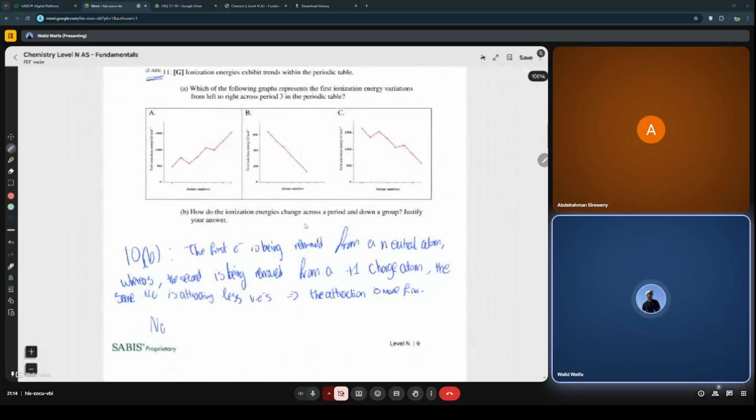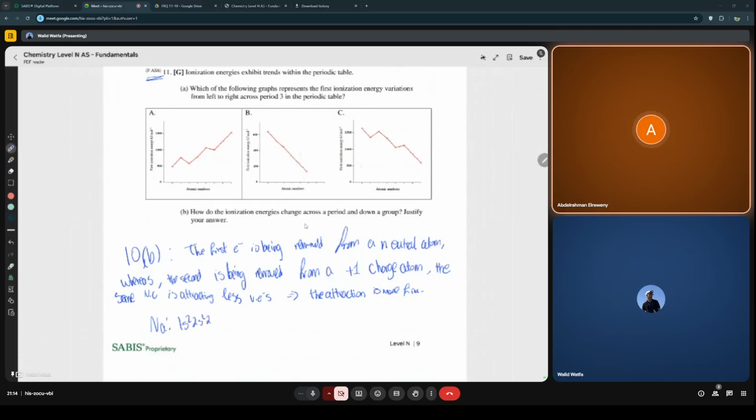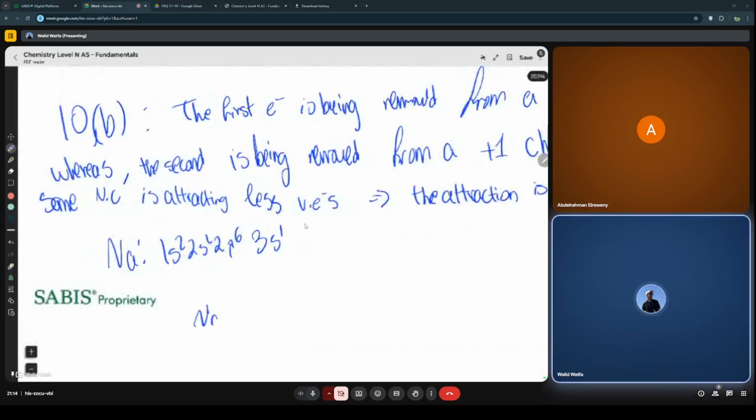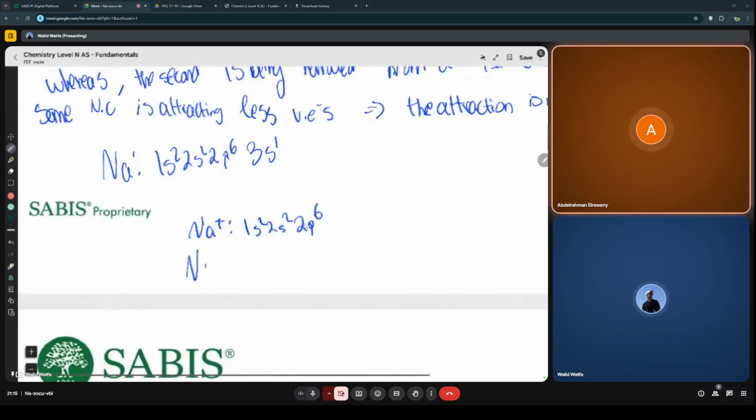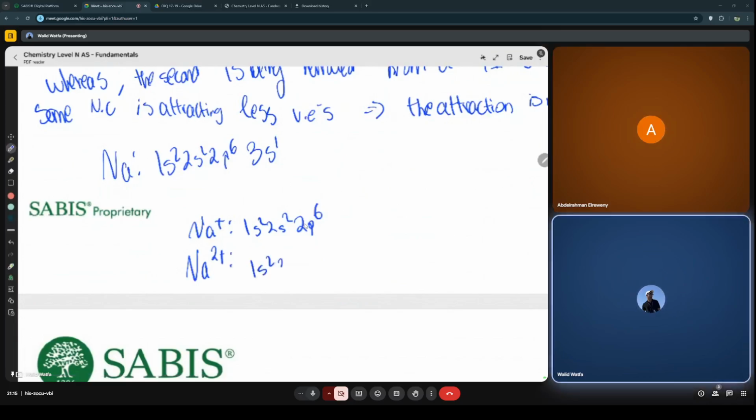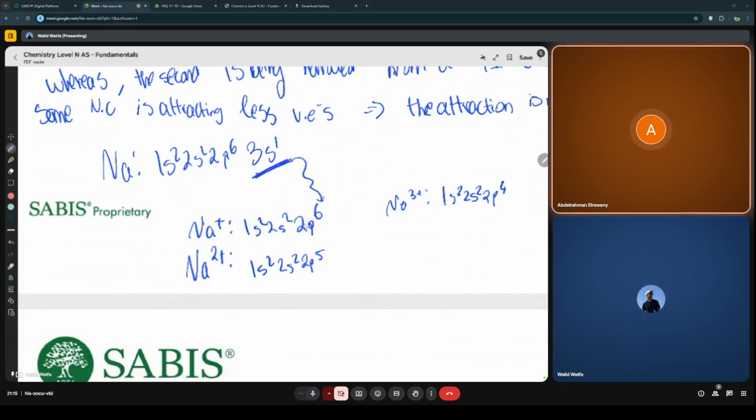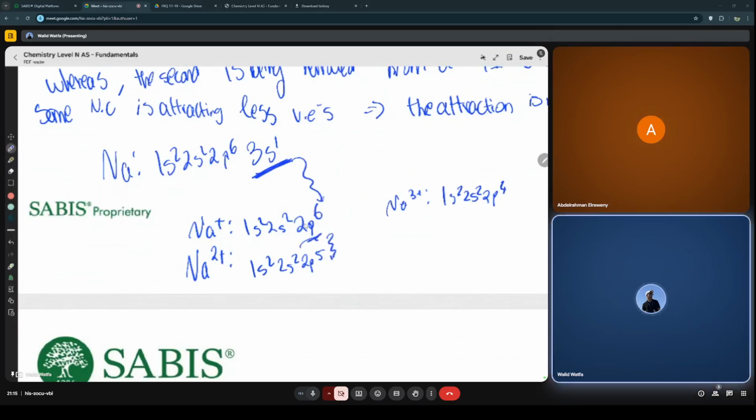What's the configuration of Na? 1s2 2s2 2p6 3s1. It loses 1 electron to become Na+, which is 1s2 2s2 2p6. Then Na2+ is 1s2 2s2 2p5, and Na3+ is 1s2 2s2 2p4. Here we lost the electron from which orbital? 3s. Here we lost it from which orbital? The 2p. And here? The 2p.